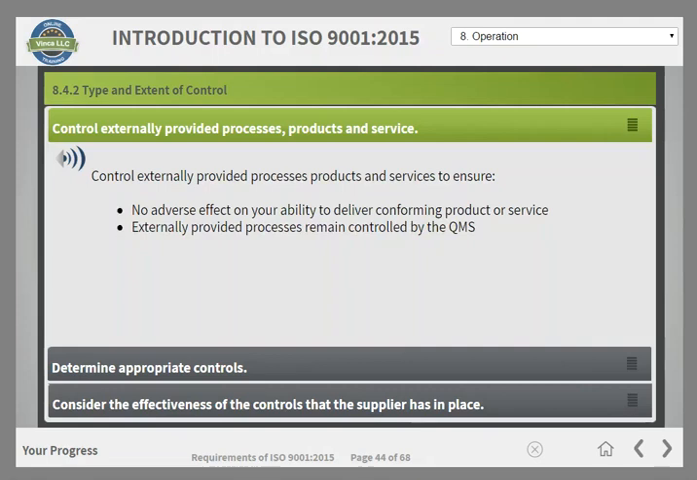Externally provided processes, products, and services will need to be controlled to make sure that they are not having any adverse effect on your ability to deliver conforming product or service. You must make sure that these processes remain controlled by your QMS.